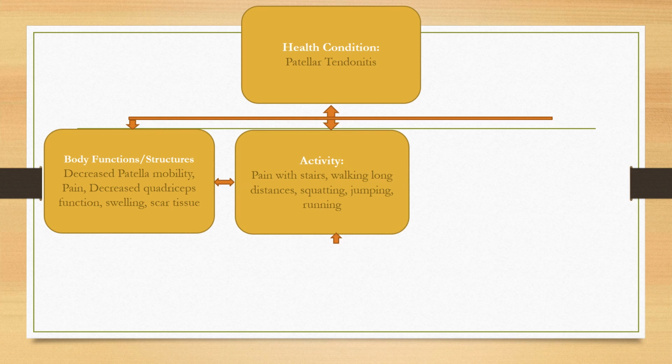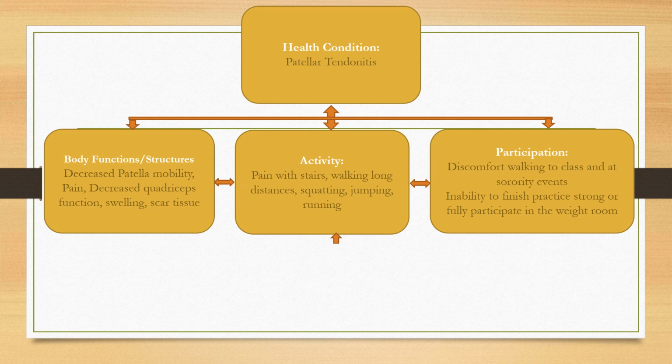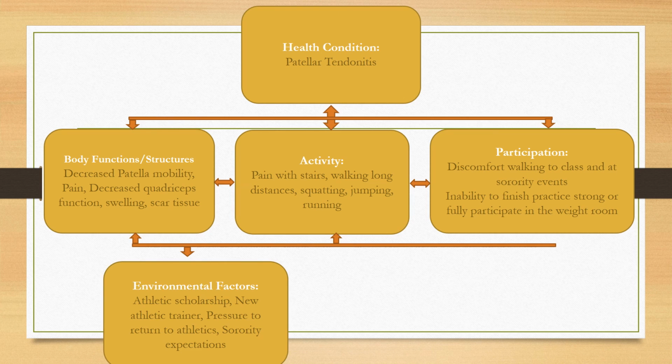This affects her activity level, which is pain with stairs, walking long distances, squatting, jumping, and running. These in turn affect her participation of her discomfort walking to class and at sorority events, inability to finish practice strong or fully participate in the weight room. Other factors are environmental factors, which are her athletic scholarship, the new athletic trainer she's working with, pressure to return to athletics, and her sorority expectations.